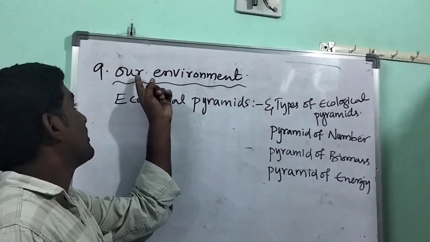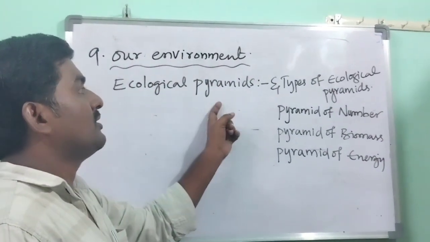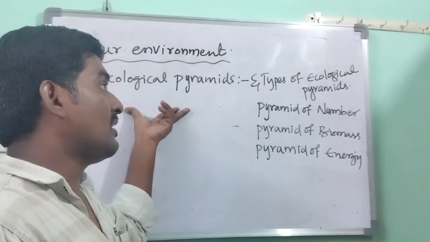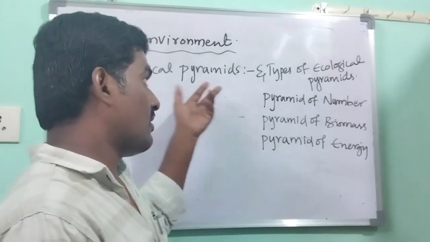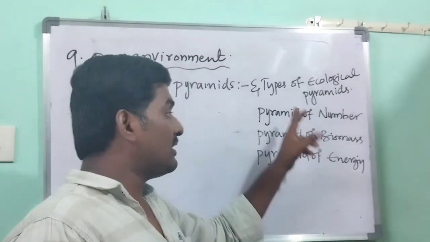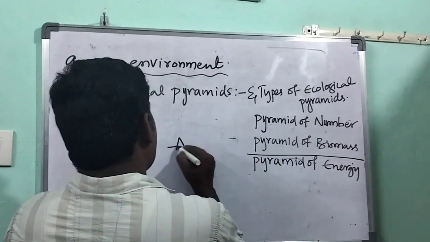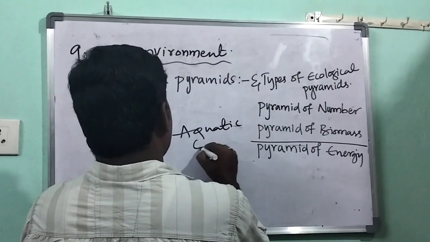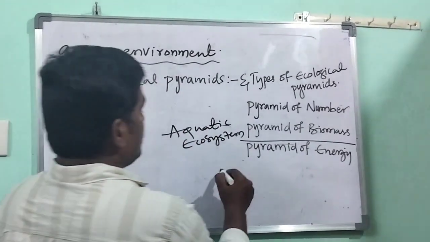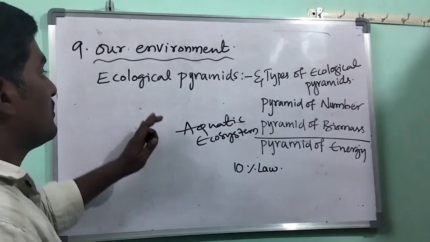Right, next, our environment, the ninth chapter, our environment, our concern. In our environment chapter, ecological pyramids: what is meant by ecological pyramids? Who started them? Charles Elton in the year 1927. All the information is there in our YouTube class. And next, pyramid of number, pyramid of biomass, and pyramid of energy. All these 3 pyramids, and the pyramid of biomass in an aquatic ecosystem also, you have to read. Next, the 10% law. What is meant by the 10% law? Like this you have to read the 9th chapter.